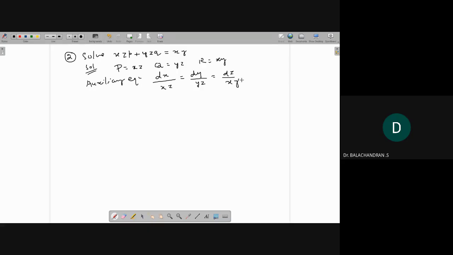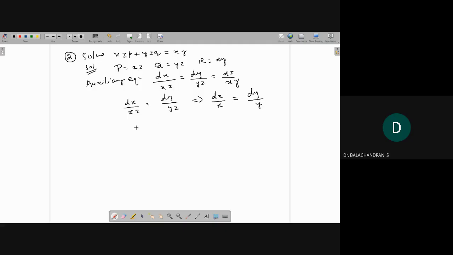Now here I'm going to use the method of grouping. So consider the first and the second ratio, that is dx by xz equal to dy by yz. You can cancel z and z, so the remaining is dx by x equal to dy by y. Now you can easily integrate this.